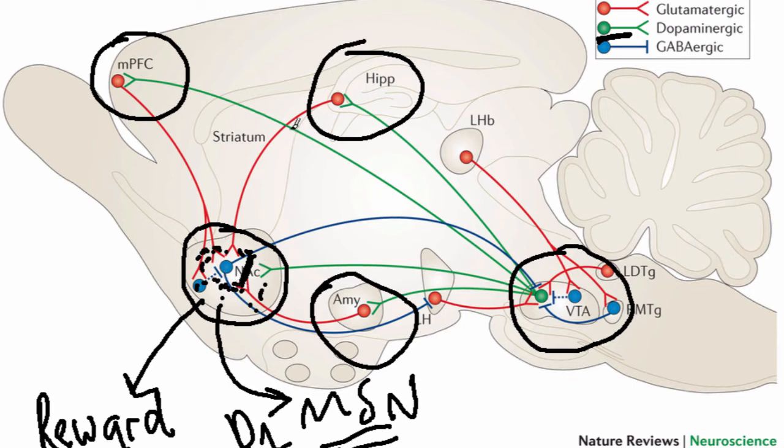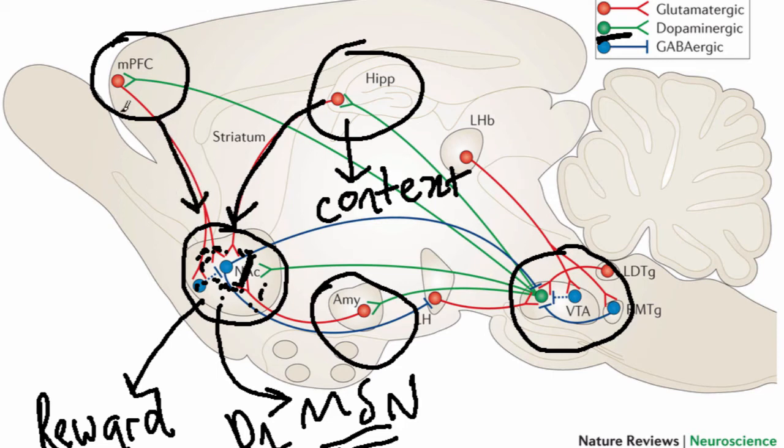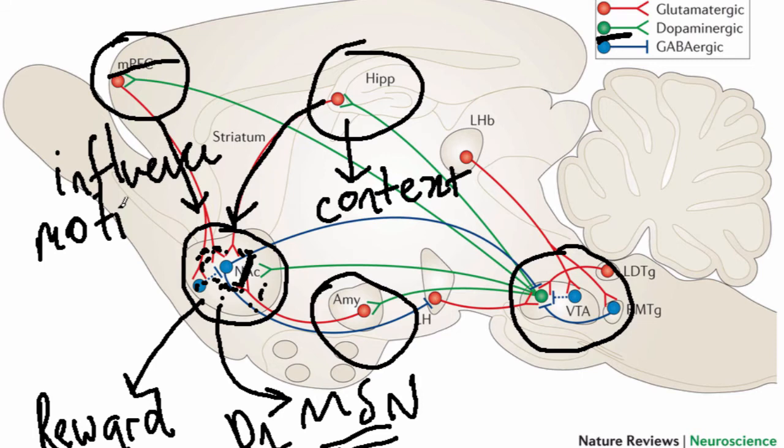Not only that, the hippocampus, linked by a glutamatergic pathway, provides context to the situation from memory. The medial prefrontal cortex will provide our influence, motivation. It's a little bit messy. And the basolateral amygdala provides emotional valence.